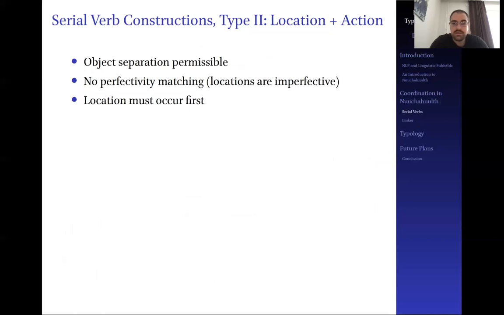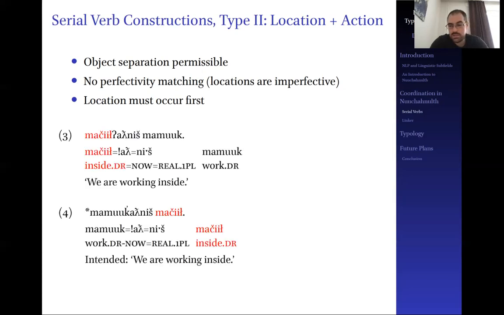The second type of SVC I called location and action. This still allowed for object separation as in type 1. There was no perfectivity matching constraint, and this is because locations are imperfective in both form and meaning. And there is an ordering constraint. Locations must occur first. So here's an example. The verb in red is the location. It is in fact a verb, be inside. So you have to say, we be inside working, not we are working being inside.